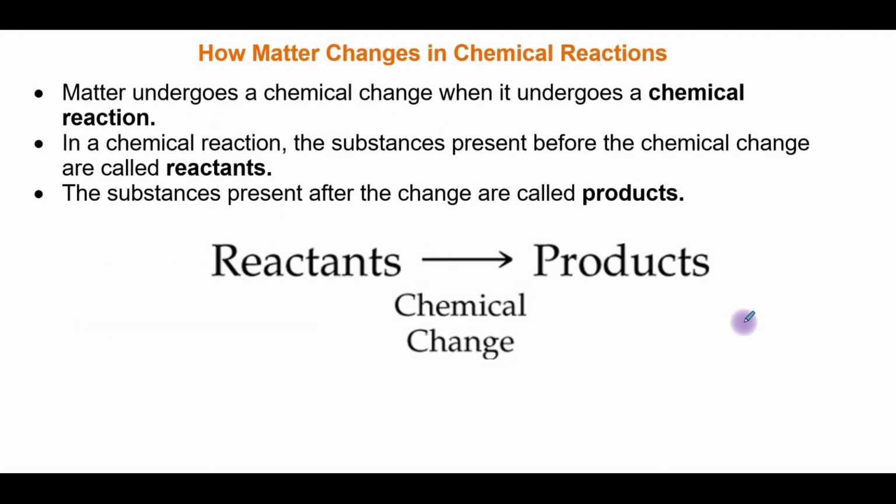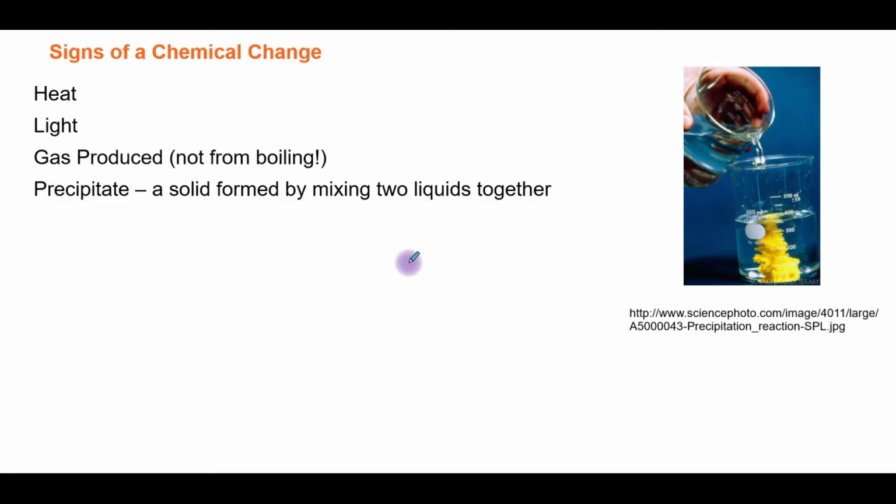When matter undergoes a chemical change, it's a reaction. Before the chemical reaction starts, we have reactants, and whatever is present afterwards is called products. We use this arrow to show that we've gone from reactants to products. Some signs of a chemical change are heat either being absorbed or released, light being produced, gas being produced, often we call this bubbling if it's in a liquid, or a precipitate, a solid that's formed by mixing two liquids together.